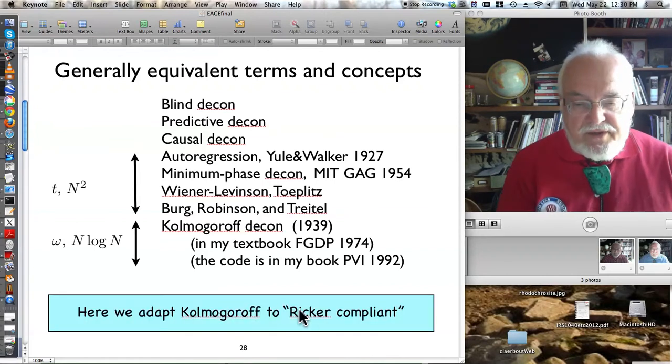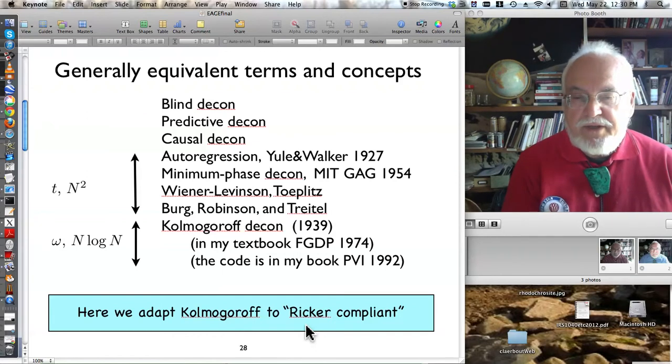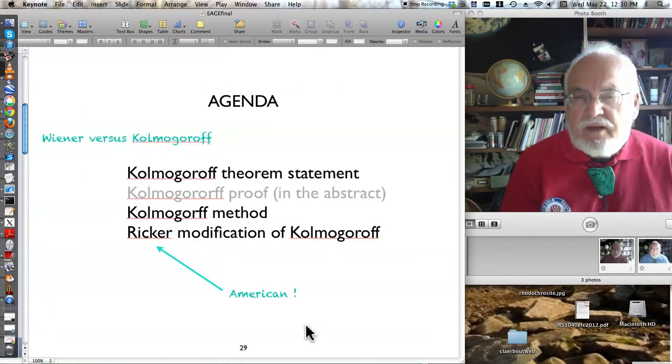What we're going to do in this talk is we're going to adopt the Kolmogorov method. We're going to make it Ricker compliant. The Ricker-Kolmogorov method is totally causal. We're going to make it have a Ricker wavelet at its beginning. So here's the way the talk is going to go.